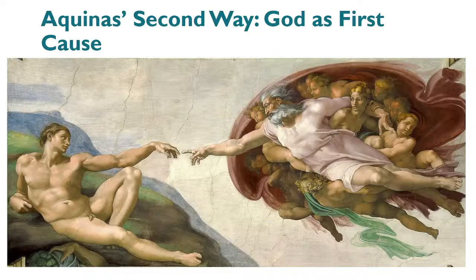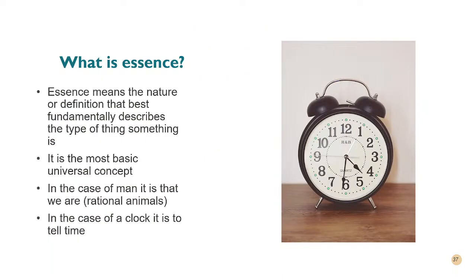Aquinas' second way is tied to the first way, but unlike the unmoved mover, we're talking about God as first cause, and namely the difference between essence and existence. So what is essence? Essence means the form that we touched upon, or at least it's synonymous with form. Essence means the nature or definition that best fundamentally describes the type of thing something is, and this is definitely true of natural beings and forces, but I would argue you can also do it with human artifacts like clocks.